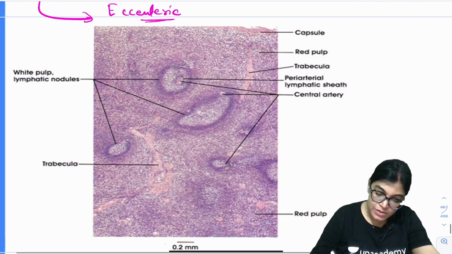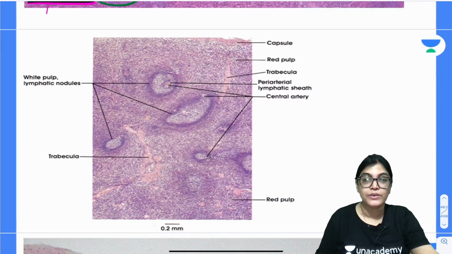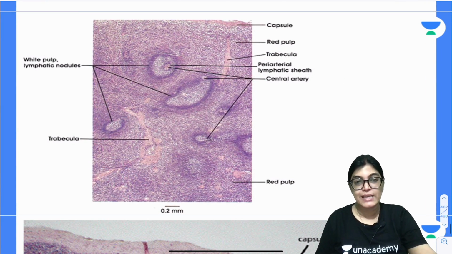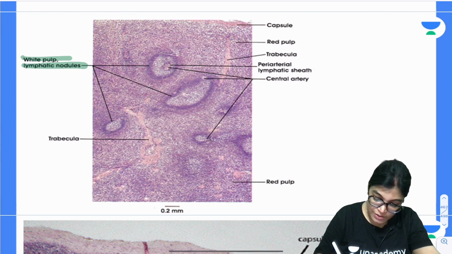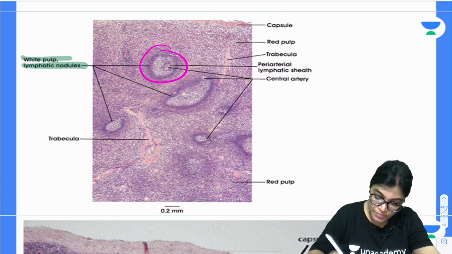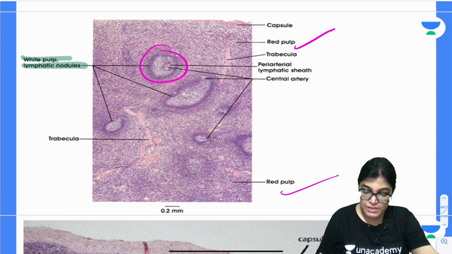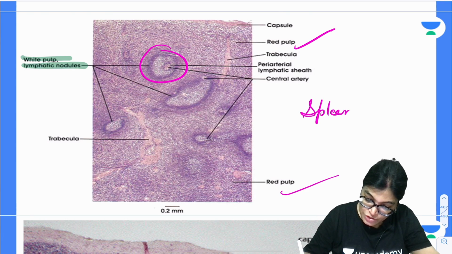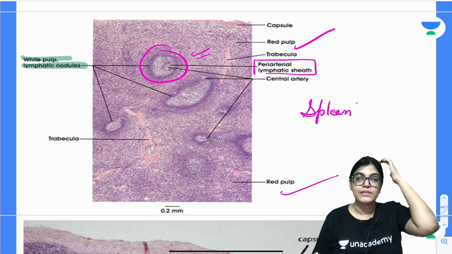I would like to show you more histological slides so that you do not get confused if this exact slide is asked in the examination. Here also you can see the white pulp, lymphatic nodules clearly, and the red pulp. Again, this is the slide of spleen. The periarterial lymphatic sheath is also shown, surrounding the vicinity of the central artery.